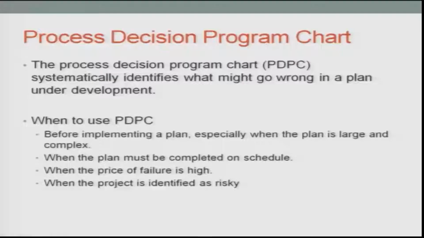The process decision program chart is where you systematically identify what might go wrong in a plan under development, and you analyze that. When do you use process decision programming charts? These are not standalone. The PDPC, the tree diagram, the decision diagram, and the cause and effect diagram are different ways of analyzing the problem, like brainstorming sessions and the matrix concept. All these are collectively utilized to analyze the problem in its utmost detail.